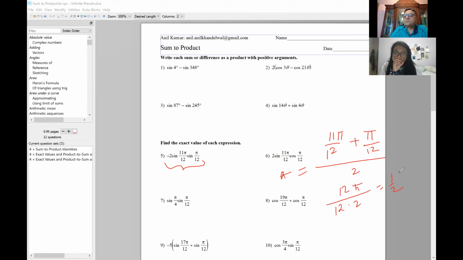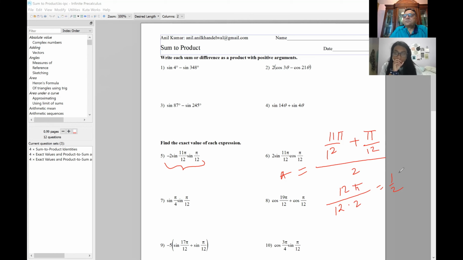Is that clear to you? So why are we doing minus instead of plus? No, because the formula is that, right? So you get the idea. I'll just show you on a bigger screen.